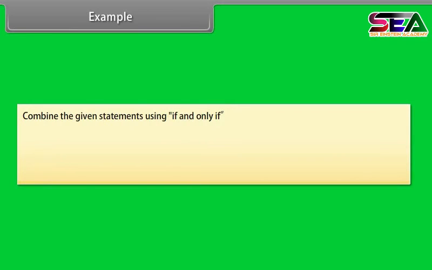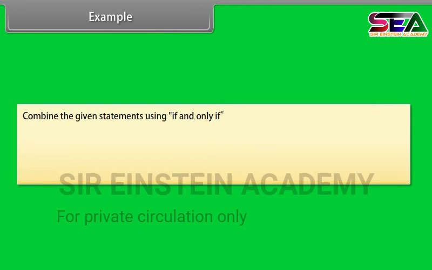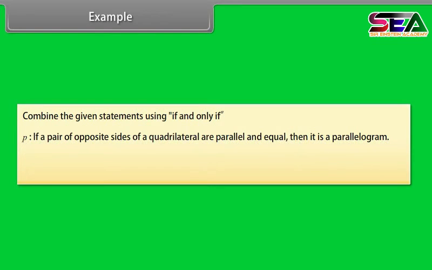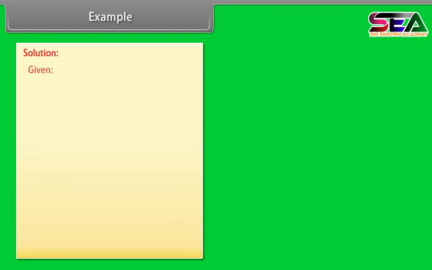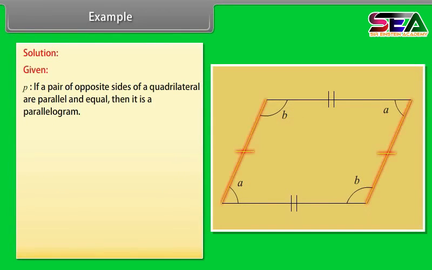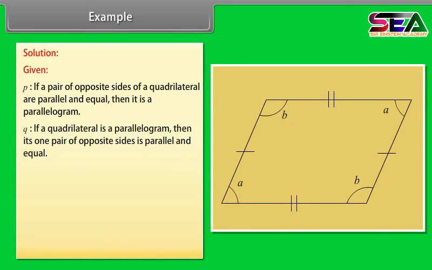Example. Combine the given statements using if and only if. P is a statement that if a pair of opposite sides of the quadrilateral are parallel and equal, then it is a parallelogram. Q is a statement that if a quadrilateral is a parallelogram, then its one pair of opposite sides is parallel and equal. Solution. Given. P is a statement that if a pair of opposite sides of a quadrilateral are parallel and equal, then it is a parallelogram. Q is a statement that if a quadrilateral is a parallelogram, then its one pair of opposite sides is parallel and equal.